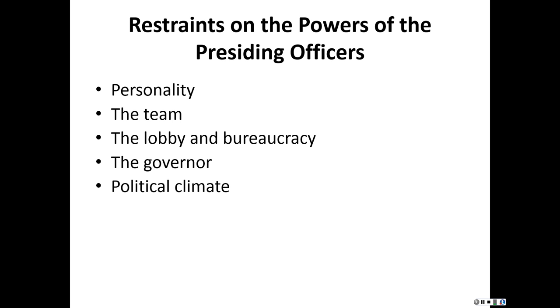The political climate. Political climate is us, we the people. How do we feel about this issue? What does the public want? How does the public feel? Do we want there to be a law? Do we not want there to be a law? This is where the presiding officers take our wants and our needs into consideration.